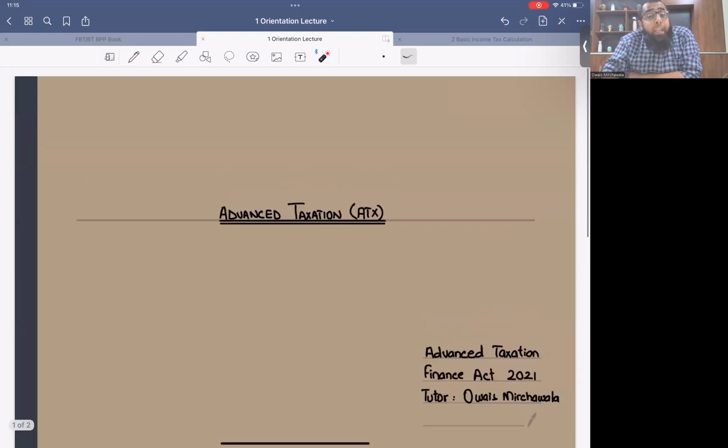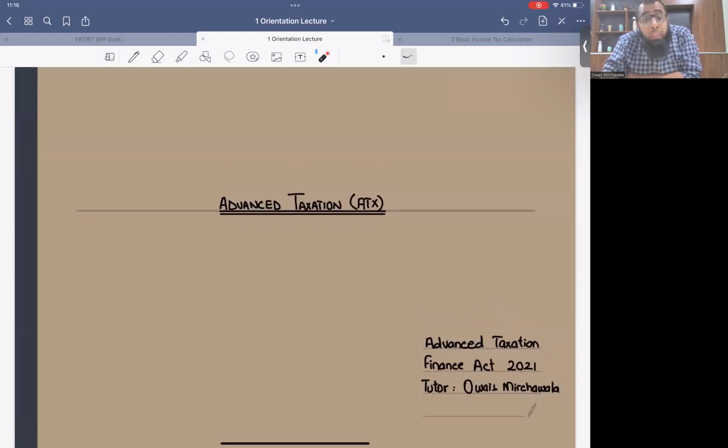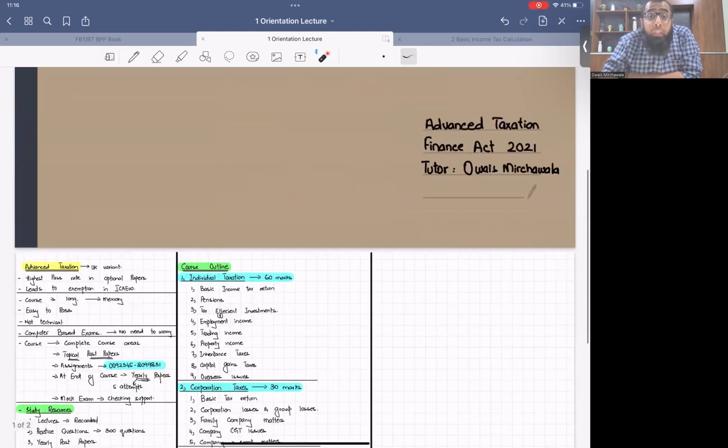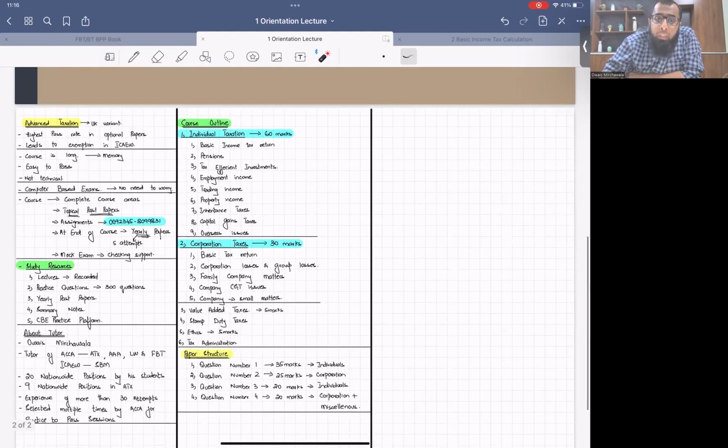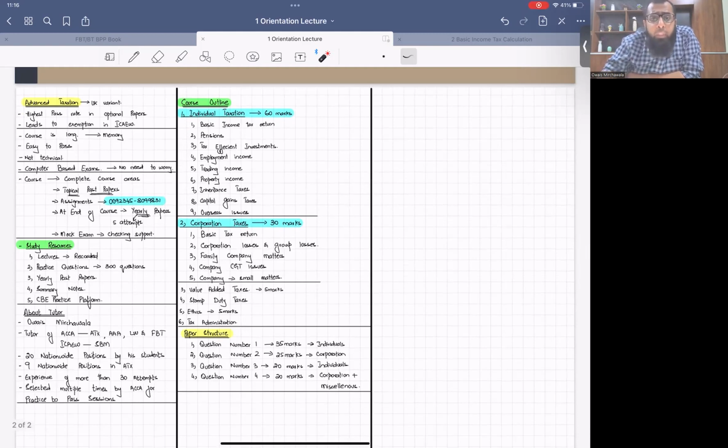So the advanced taxation journey with me, Owais Mirchawala, will be a good journey. I hope that you will join me. And if you have any queries, you can ask me on my WhatsApp. The basic aim of today's session was to give you an idea of what this course is about, how the paper will be structured, how I will be facilitating you, and most importantly, who I am, so that you can have a trust that yes, you are in good hands and you'll be able to progress in this paper with good marks.